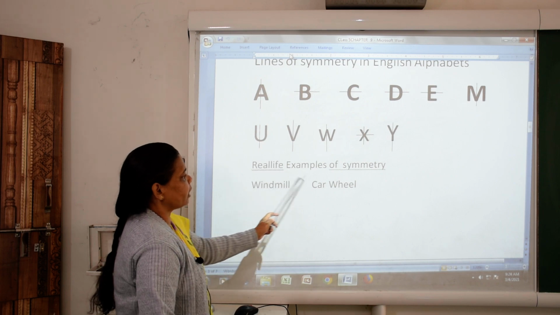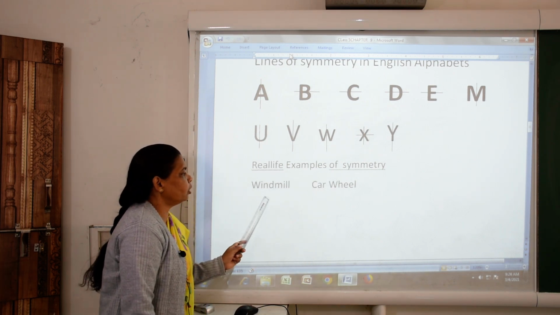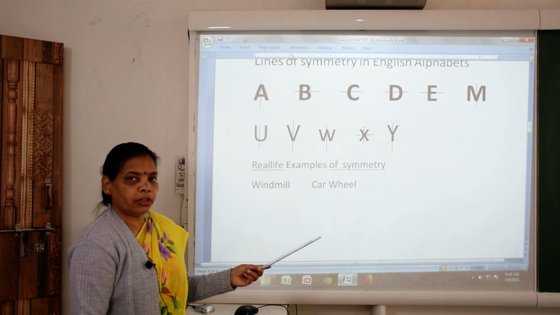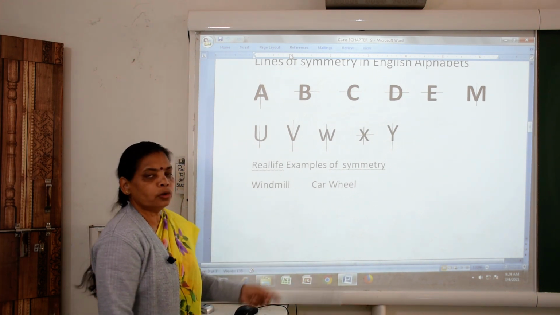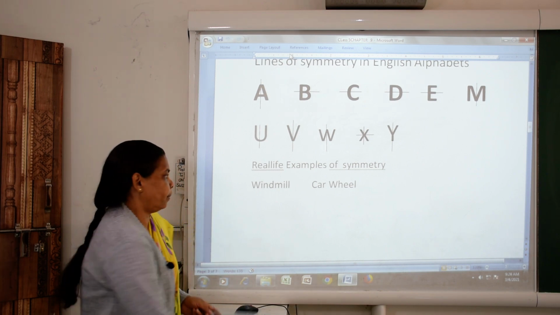A real life example of symmetry. A real life example of symmetry that you see in the car wheel, bicycle wheel. When it rotates, it looks the same in quarter turn, half turn and full turn.